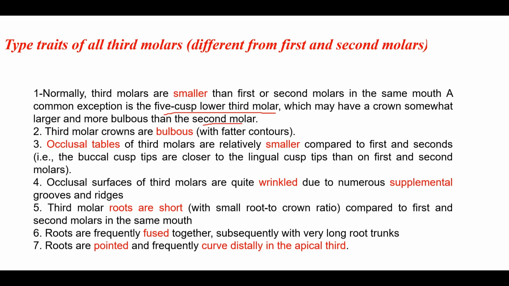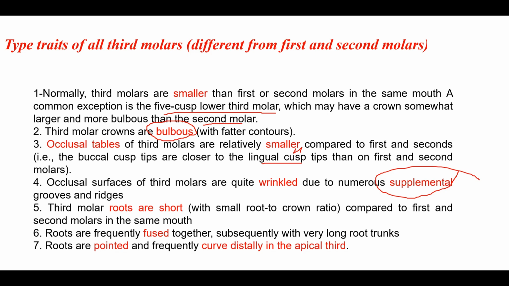Okay? And third molar crowns are bulbous in nature, meaning they have fatter contours. Occlusal tables of third molars are relatively smaller compared to the first and seconds. That is, the buccal cusp tip is very closely situated with the lingual cusp tip. The occlusal surface of third molars is wrinkled in appearance compared to the first and second molar because of the numerous supplemental grooves. There are a lot of small extra grooves present next to your central groove, the mesiobuccal, mesiolingual grooves, all those grooves. So that's why it gives it a wrinkled appearance.